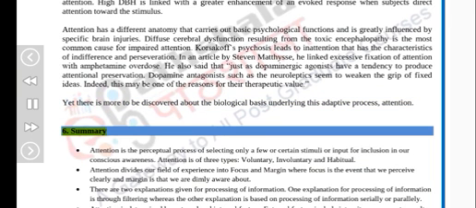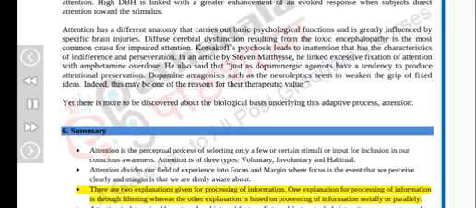6. Summary. Attention is the perceptual process of selecting only a few or certain stimuli or input for inclusion in our conscious awareness. Attention is of three types: voluntary, involuntary, and habitual. Attention divides our field of experience into focus and margin, where focus is the event that we perceive clearly and margin is that we are dimly aware about. There are two explanations given for processing of information. One explanation is through filtering, whereas the other is based on processing of information serially or in parallel.